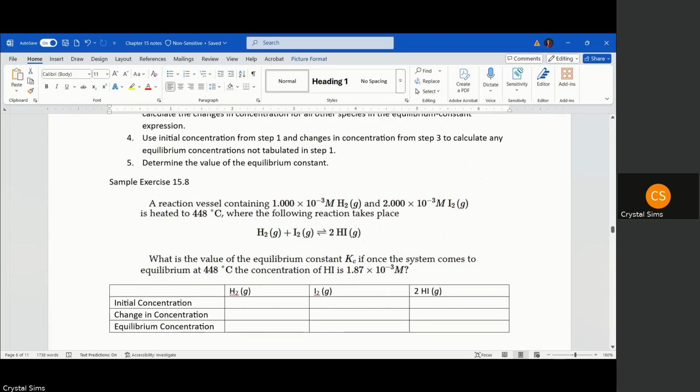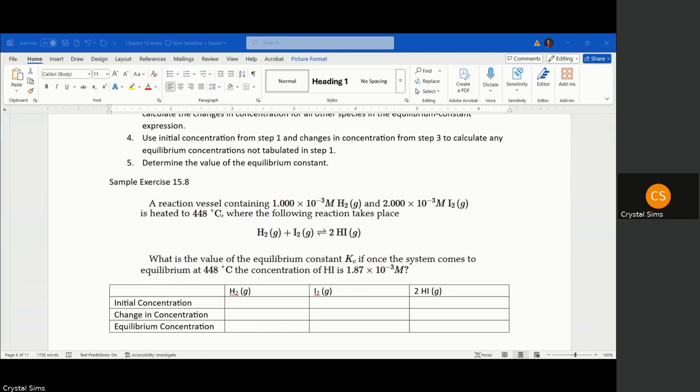And this is going to involve setting up what we commonly refer to as an ICE table. Okay. ICE stands for initial, change, equilibrium. So we have the initial concentration, what is the change in concentration, and then what is our equilibrium concentration. So we start with this table, and we're going to plug in what it is that we know.